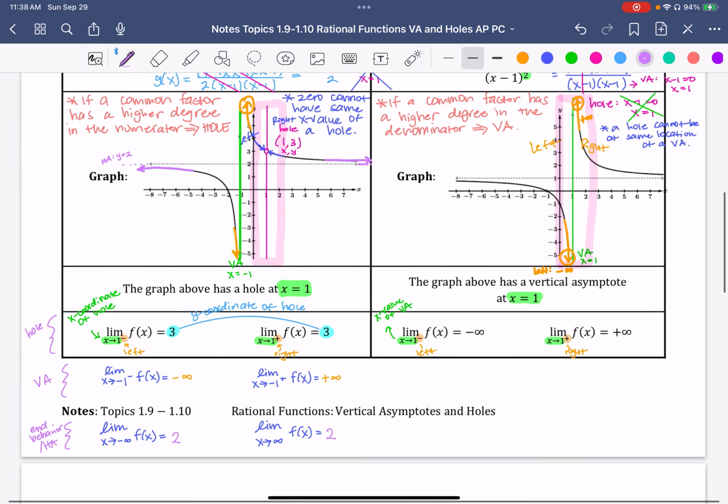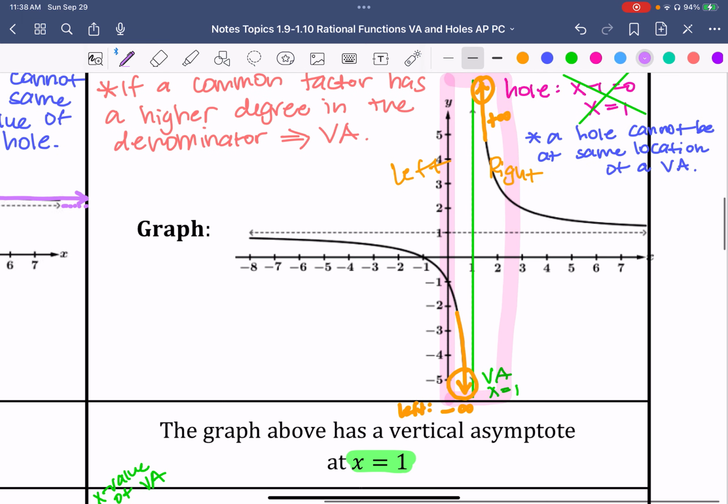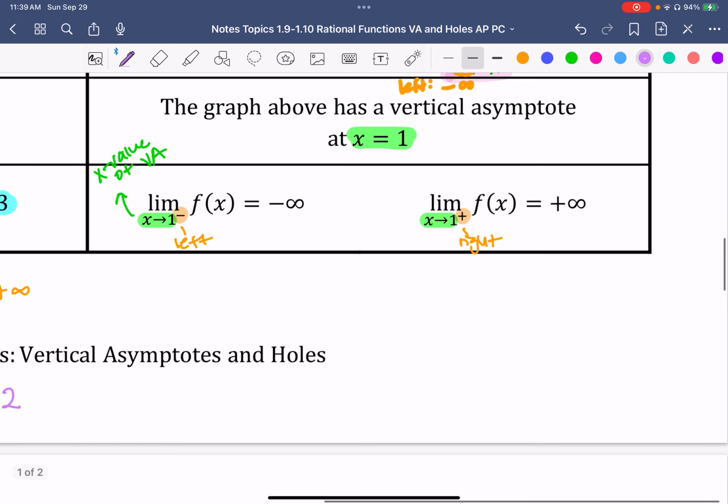Okay? Now we can do the same thing for this side because this one also has a horizontal asymptote at y equals 1. So if I wanted to write the limit statement, I would say the limit as x approaches -infinity, f of x equals, and the limit as x approaches +infinity, f of x equals something.